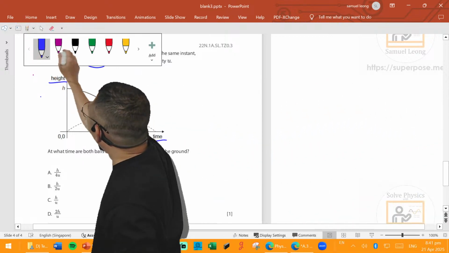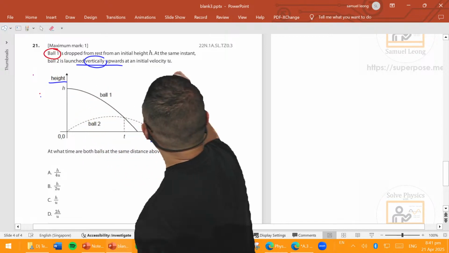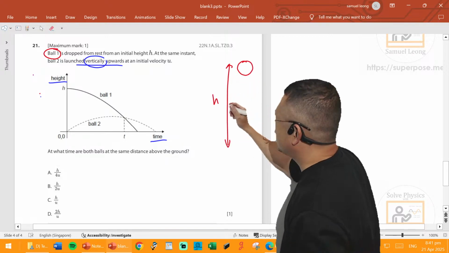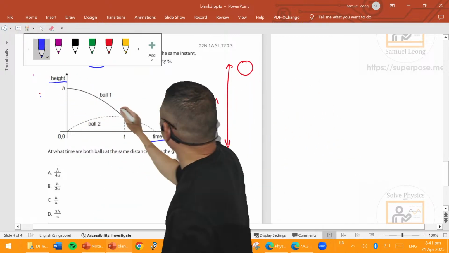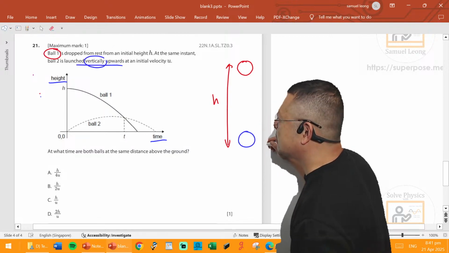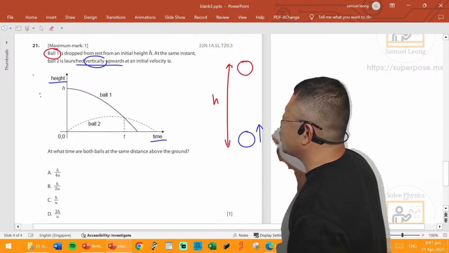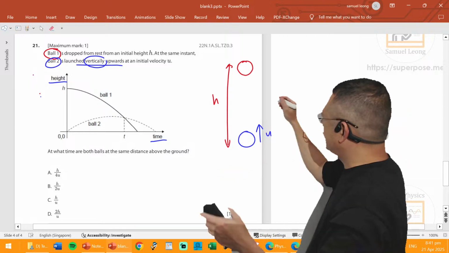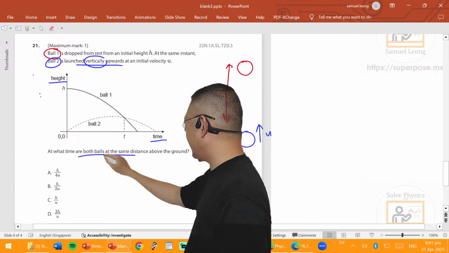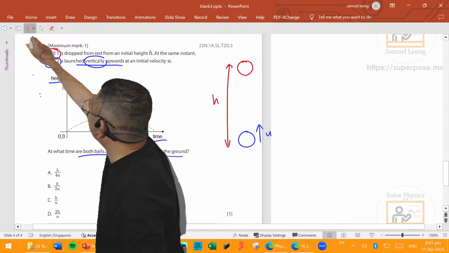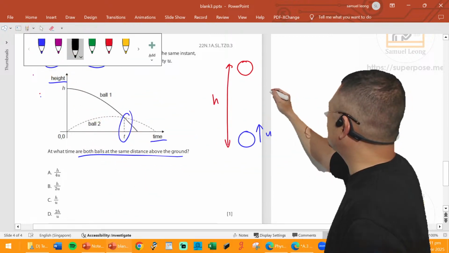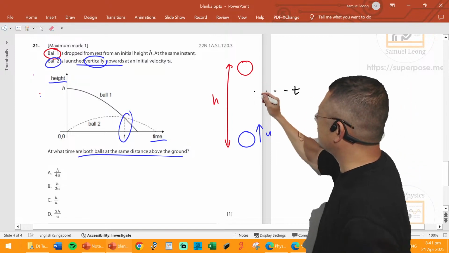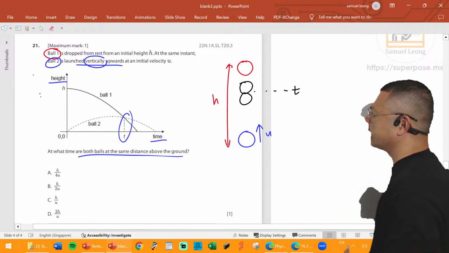So ball one, being the red ball, is being dropped from a certain height h, and ball 2 is being shot upwards at an initial speed u. At a certain time t, they have the same distance above the ground. So in a way, at a certain time t, they meet each other here, like the two balls meet each other here.